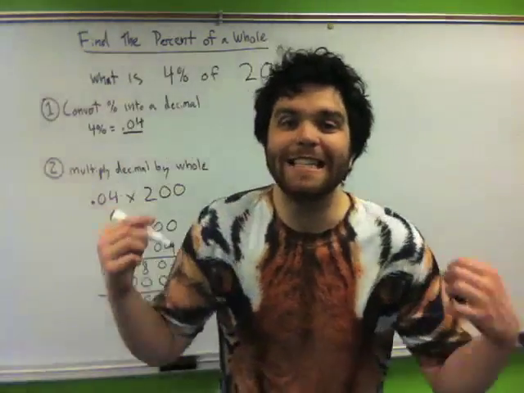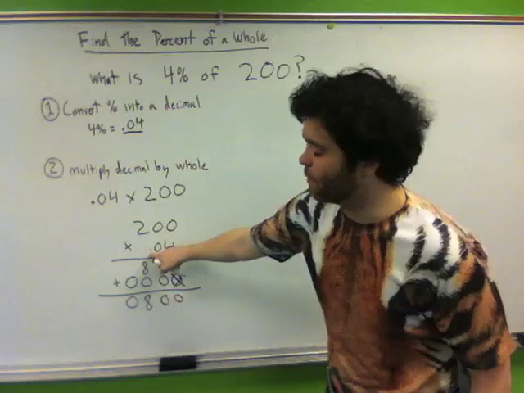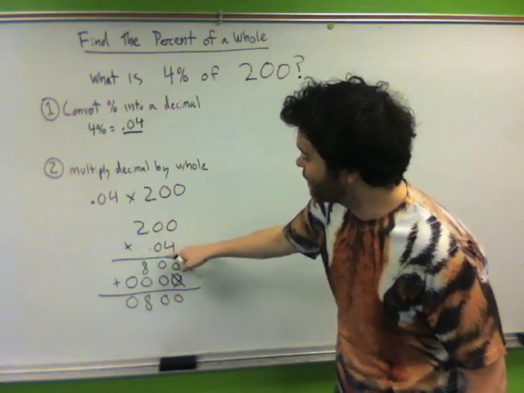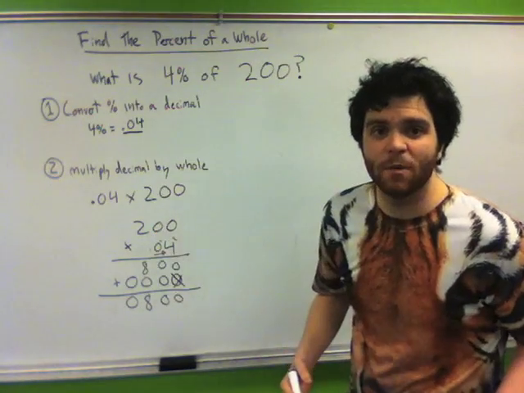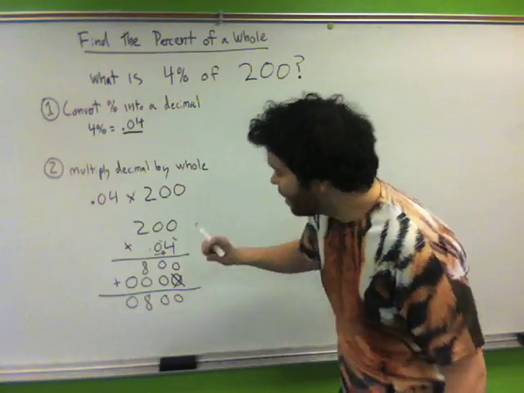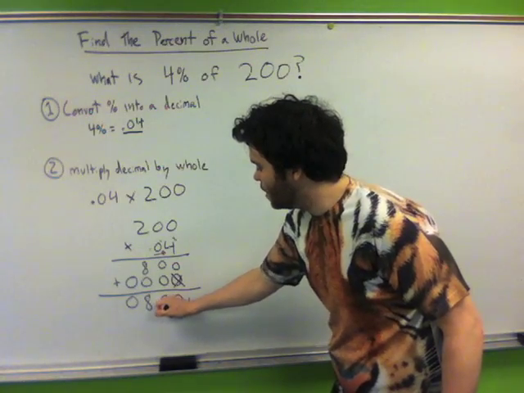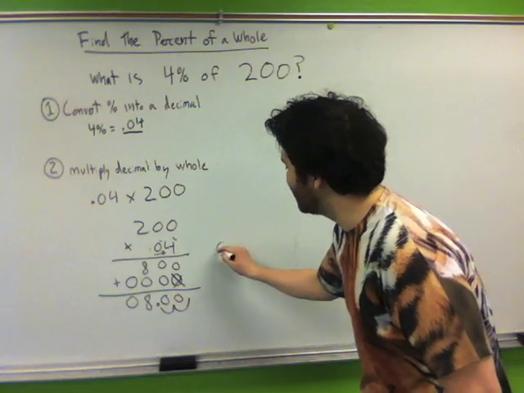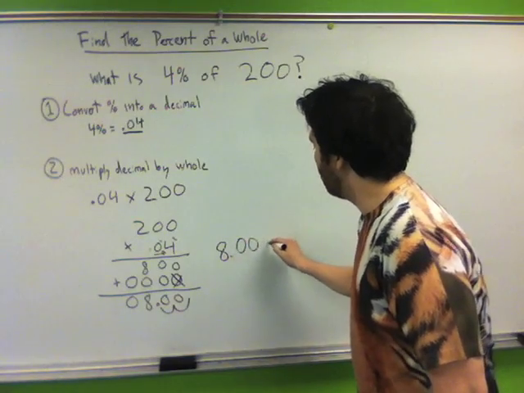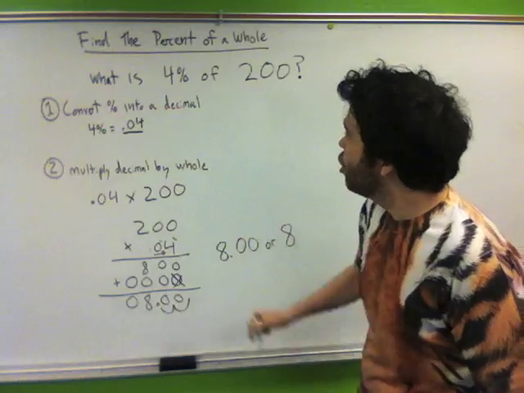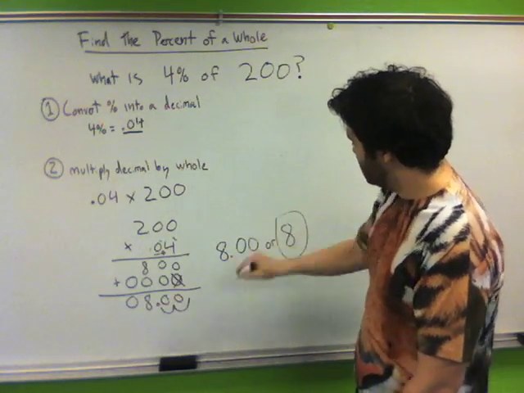Because we're doing decimal multiplication, we have to remember to add back our decimal places. Up here we've got 0.04, which has two numbers, 1, 2, to the right of the decimal point. So put the marker two places from the end of the number, boom. My answer is 8.00, or just 8. What is 4% of 200? It turns out it's 8.